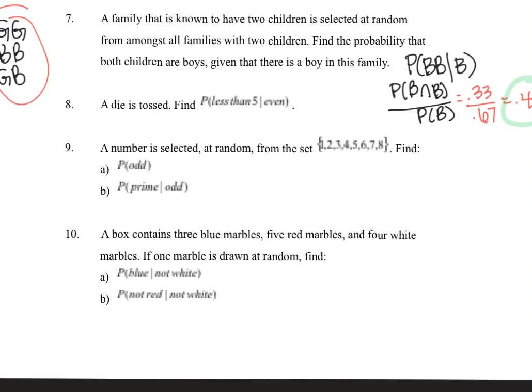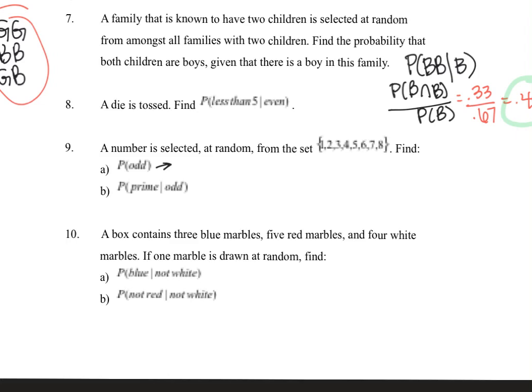Okay, so let's go ahead to the next one, number 9. A number is selected at random from this set. So you have 1, 2, 3, 4, 5, 6, 7, 8. Find the probability of an odd number. Now, this is just an odd number. I did not say odd number given that whatever or anything like that. So I'm just finding the probability of an odd number.